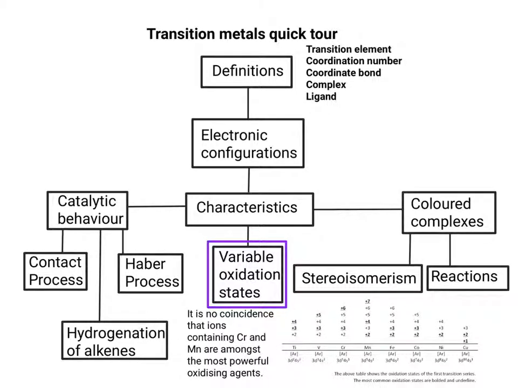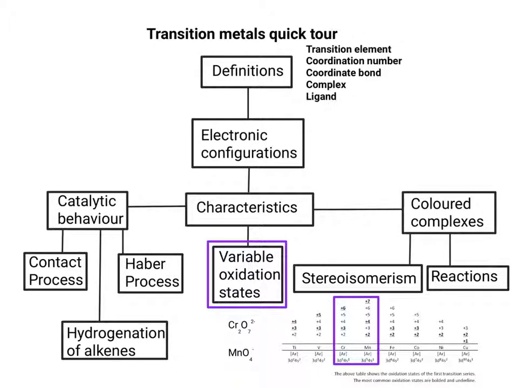So if we take a look very briefly at the various number of oxidation states each element can have, it's no coincidence that ions containing chromium and manganese are amongst the most powerful oxidizing agents. I'm of course referring to the commonly known examples of dichromate 6 and manganate 7.